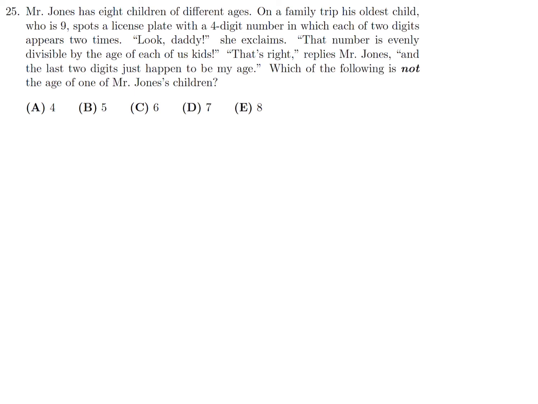So we've got a license plate number that has 4 digits, and 2 digits are repeated twice. So basically something like this: AB, AB, or AA, BB, something like that. Okay? And this number is divisible by all the ages.